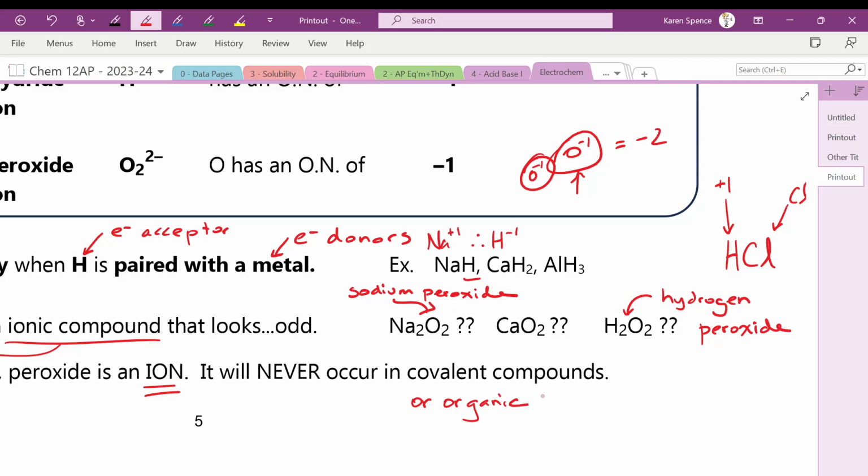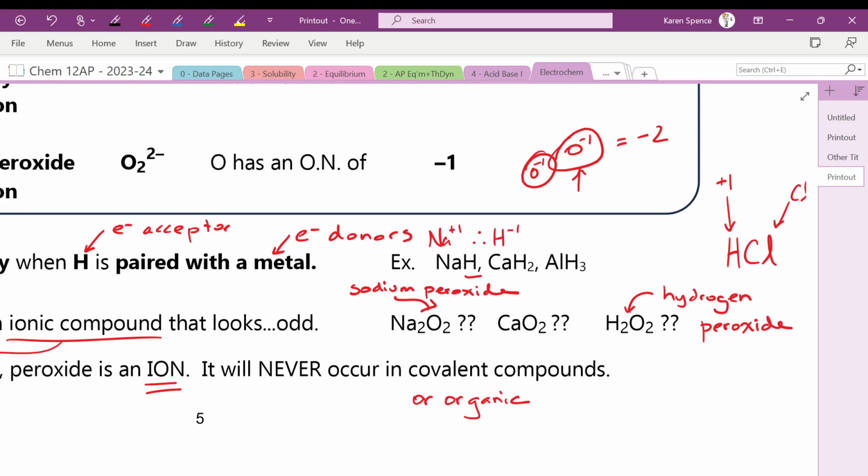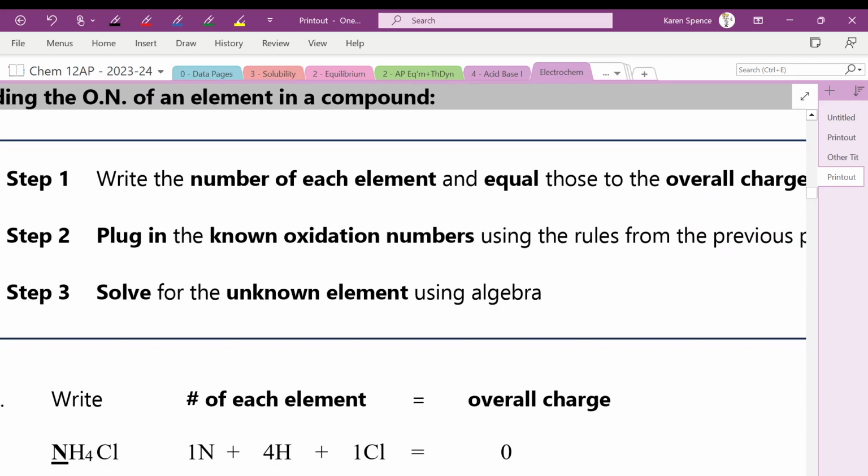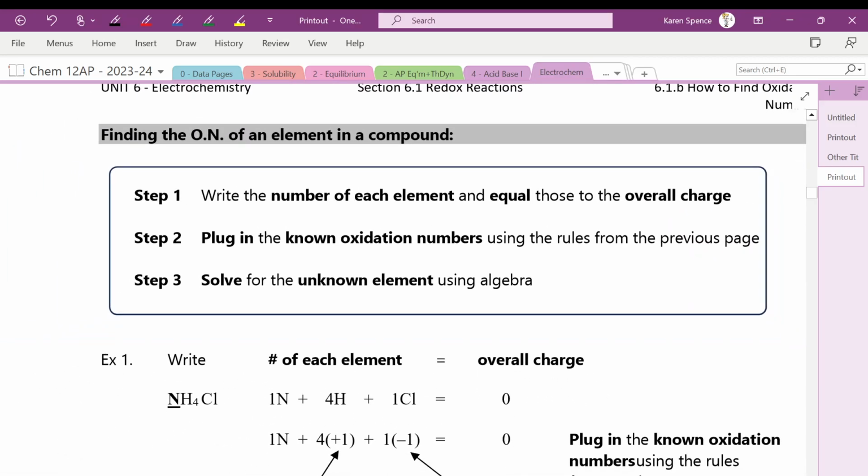So we good? Okay. Once we know those rules, some of you will be able to do this in your head, and you will annoy me, because I have to write it out so that I don't make dumb mistakes. Okay? So here's how we are going to do it. We are going to write out the number of each element, and then we're going to make it equal to the overall charge.